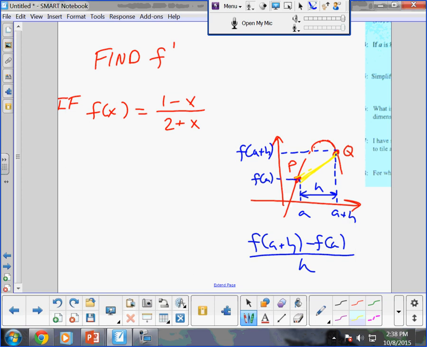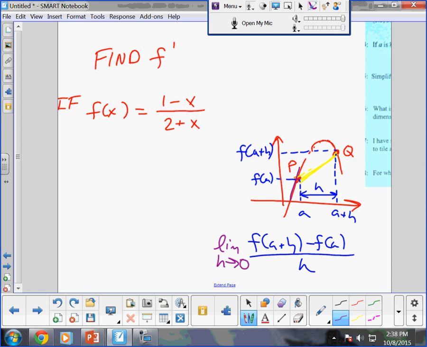Yep. So that is the slope of the yellow line, but I don't want the yellow line. I want the instantaneous slope. I want the slope of this purple line at P. So you send Q back by making H go to 0, and you take the limit. And that's why we practice limits so much, so we could do derivatives.